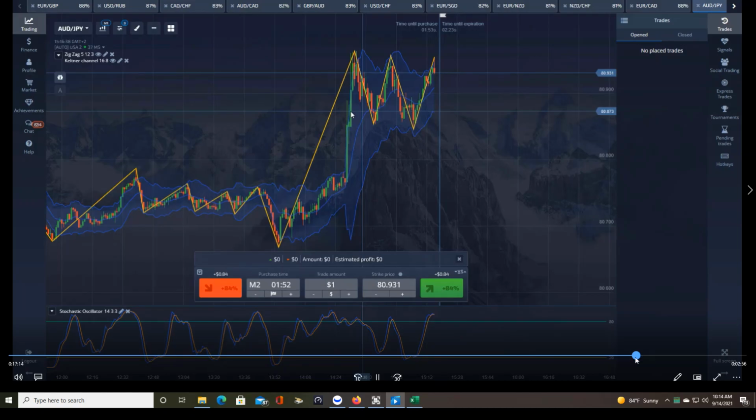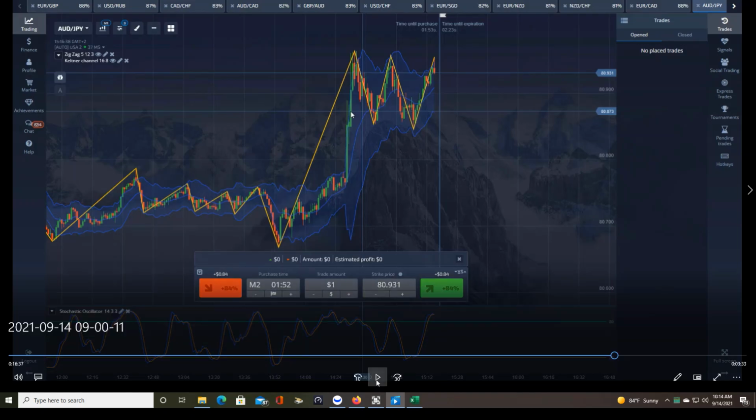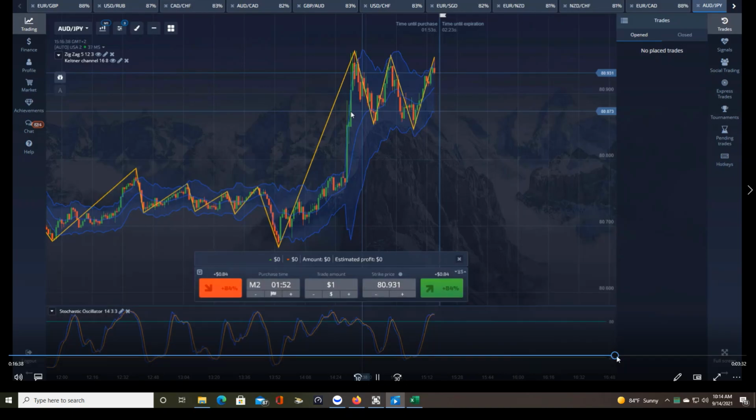So about 17 minutes into looking, let's see what currency pair this is. The Australian dollar and the Japanese yen. Basically what's happening is I'm noticing a trend with the candlesticks breaking out of the top of the Keltner channel and looking like things are about to reverse, just waiting for the signal on the stochastic oscillator. So let's fast forward a little bit.